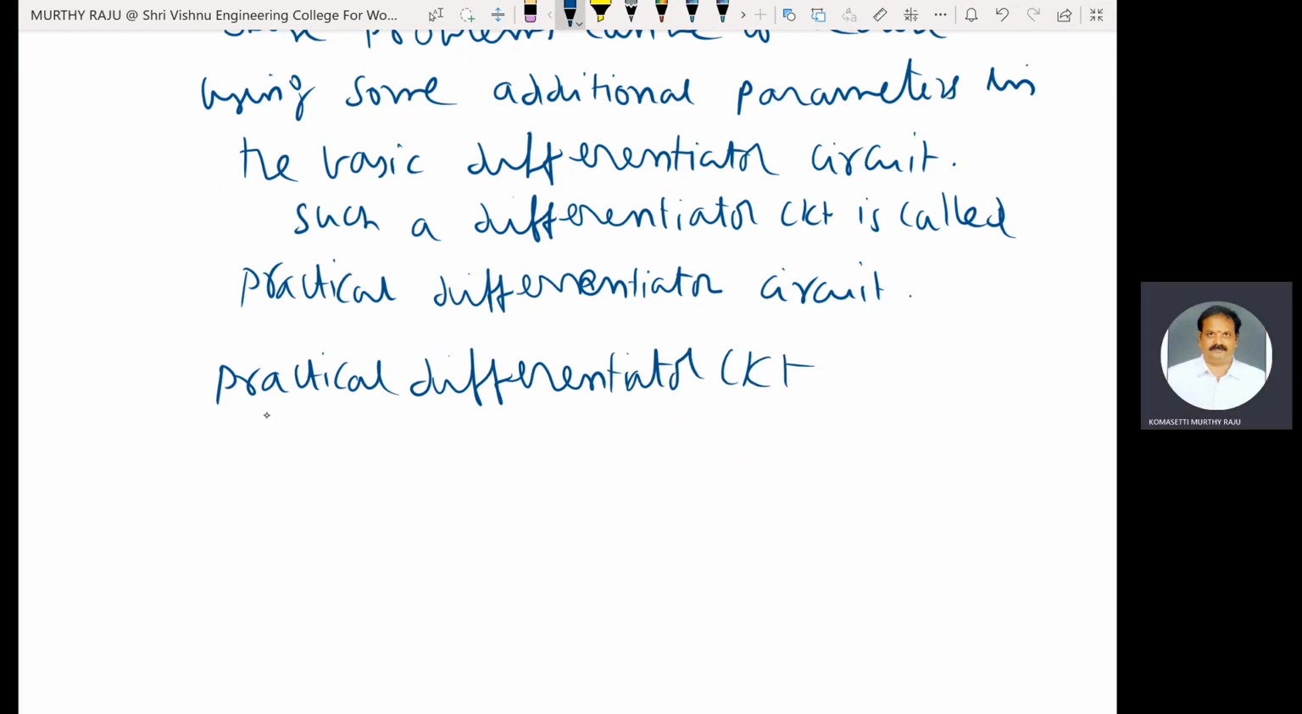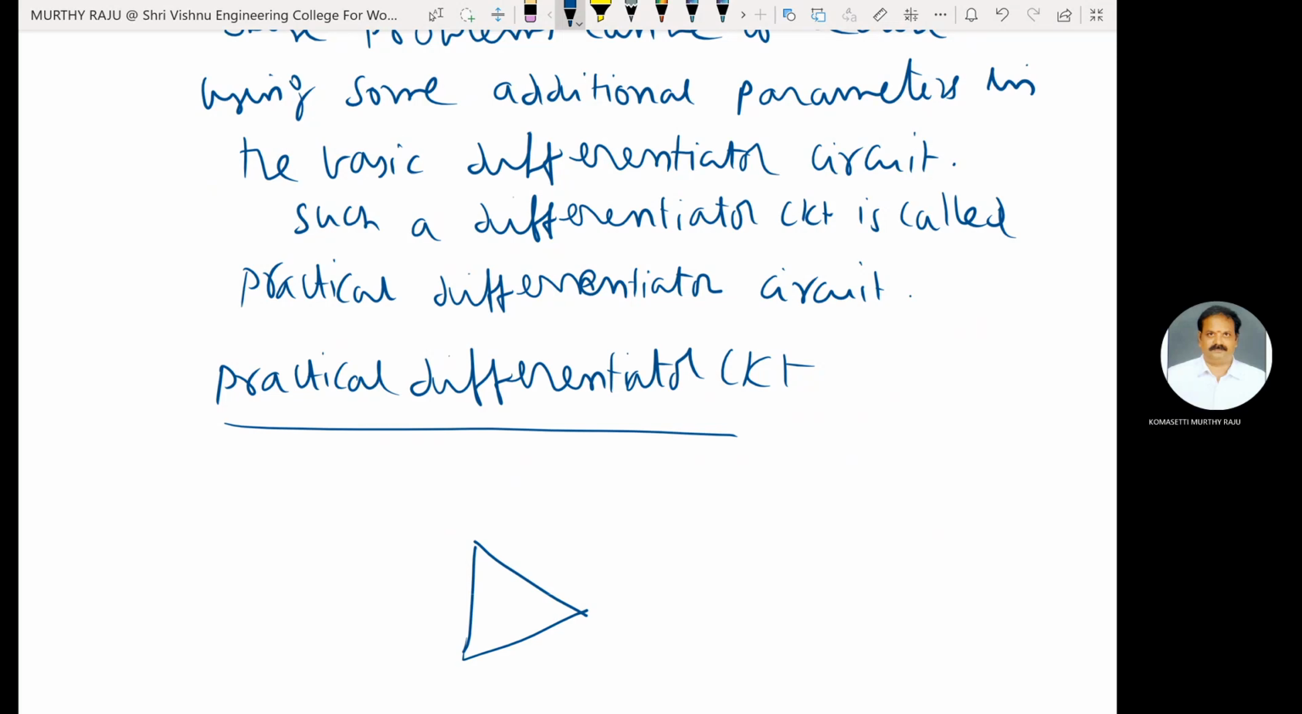Practical differentiator circuit. The noise and stability at high frequency can be corrected by the practical differentiator circuit, using the resistor R1 in series with C1 and the capacitor CF in parallel with RF. This is the practical differentiator circuit.